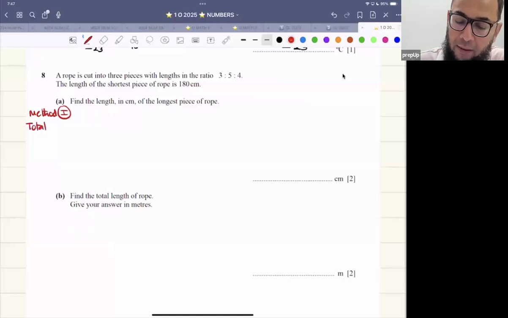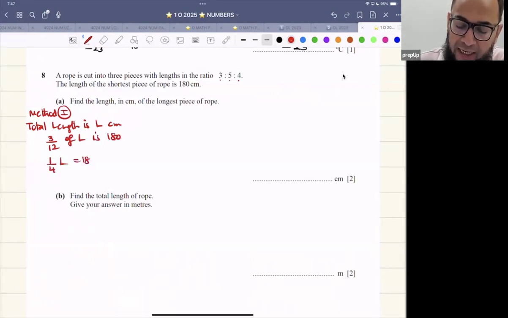Total length is L centimeters. 3 plus 5 is 8, plus 4 is 12. That means 3/12 of L. Let me write it: 3/12 of L is 180. 3/12 is 1/4, so 1/4 of L is 180.